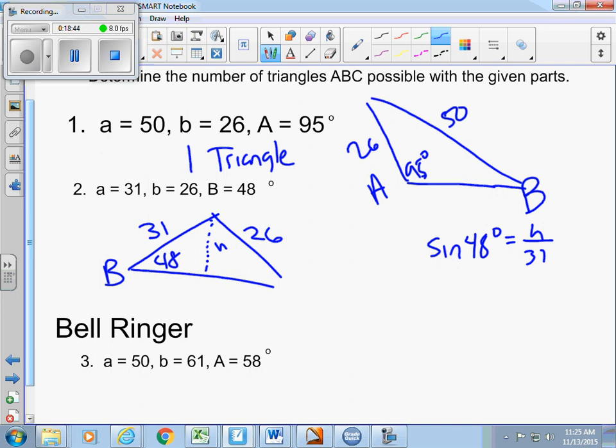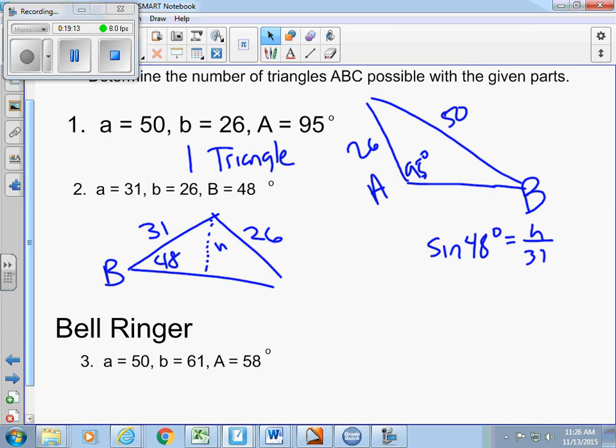The formula is nice. The problem with the formula is when they switch the letters, people get really confused fast. So just be careful, you know what I mean by that. 31 sine of 48. What is 31 sine of 48? 23? Okay. So does it make a triangle? It makes two triangles. Why does it make two? One, it's just the case.